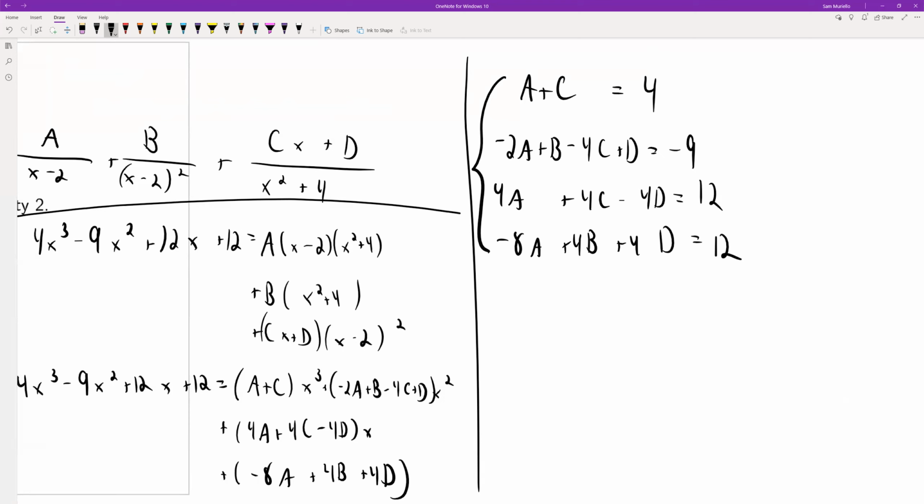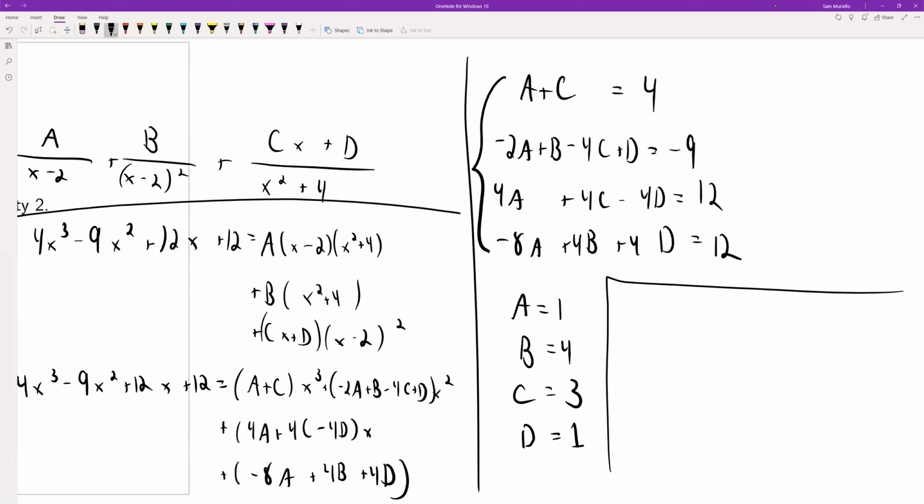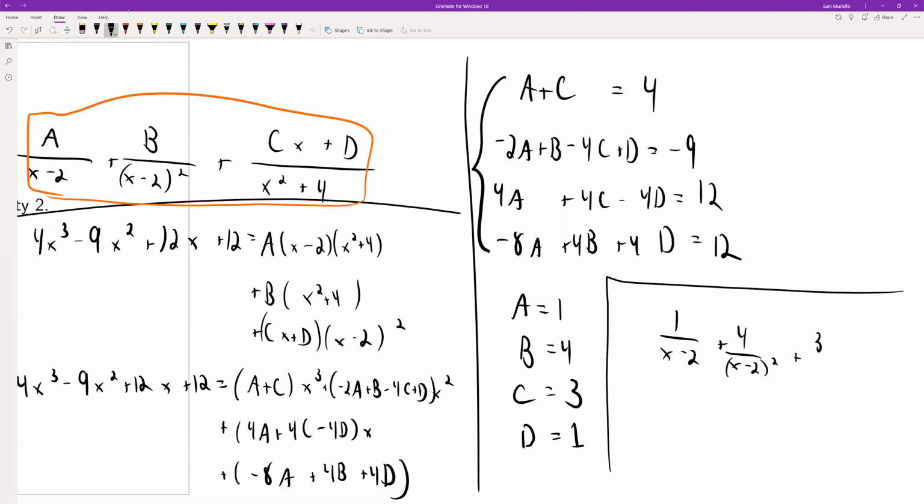Once again, I'm going to go ahead and do this off to the side so you can see the final answer. After solving, we obtain 1 for A, 4 for B, 3 for C, and 1 for D. Thus, our final answer, after filling in these pieces into the form we're looking for, will be 1 over (x minus 2) plus 4 over (x minus 2) squared plus (3x plus 1) over (x squared plus 4).